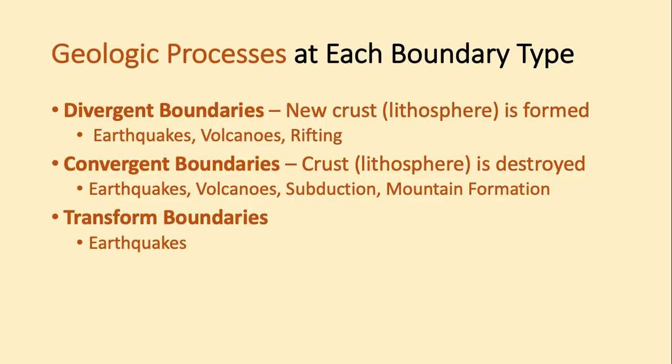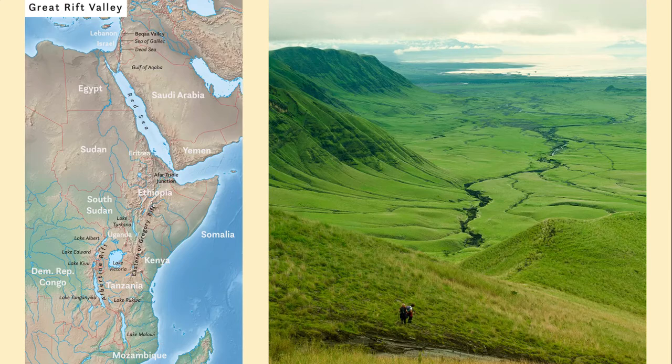Each boundary type is known for geologic processes. So divergent boundaries is where new crust is formed, and you have earthquakes, volcanoes, and rifting. I'm going to go back to this picture up here. This is the Great Rift Valley in Africa. It's at a divergent plate boundary. Often divergent plate boundaries are underwater, but this one's on land, and it's creating a giant valley in Africa. And one day, the sea will fill this valley.